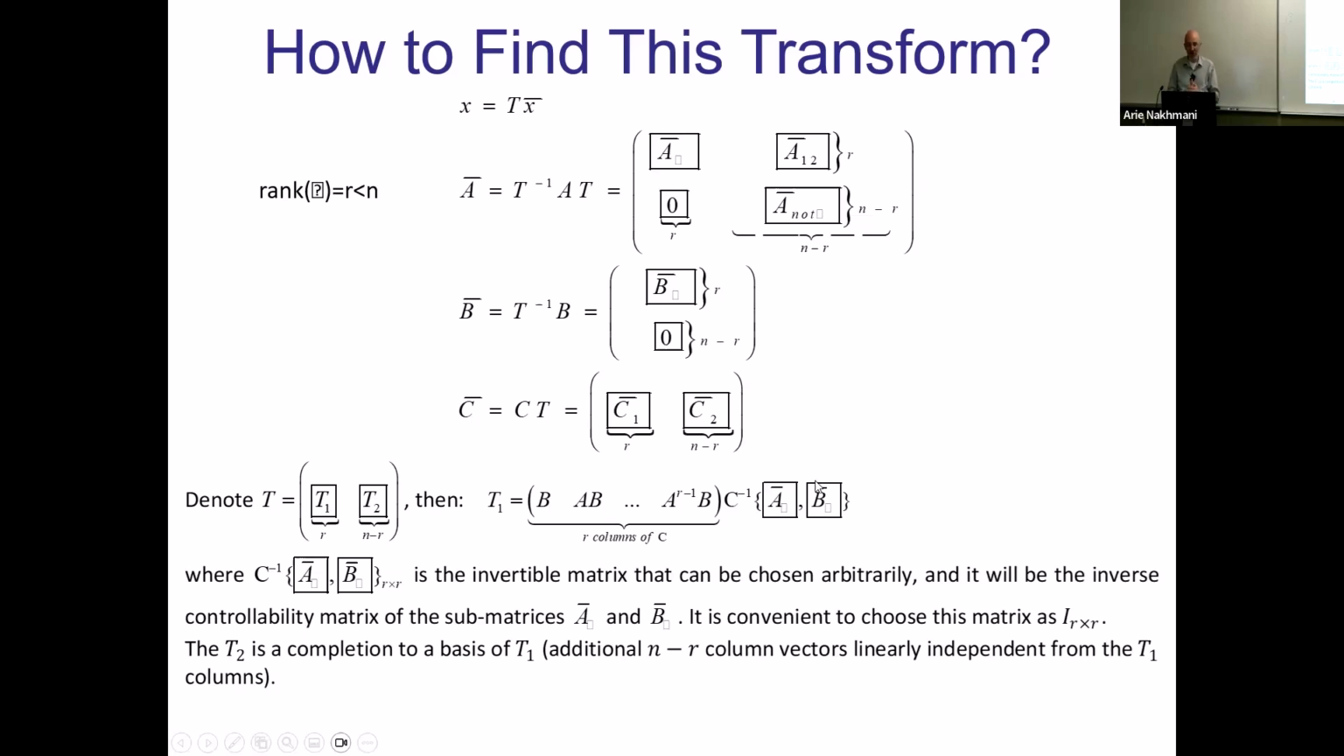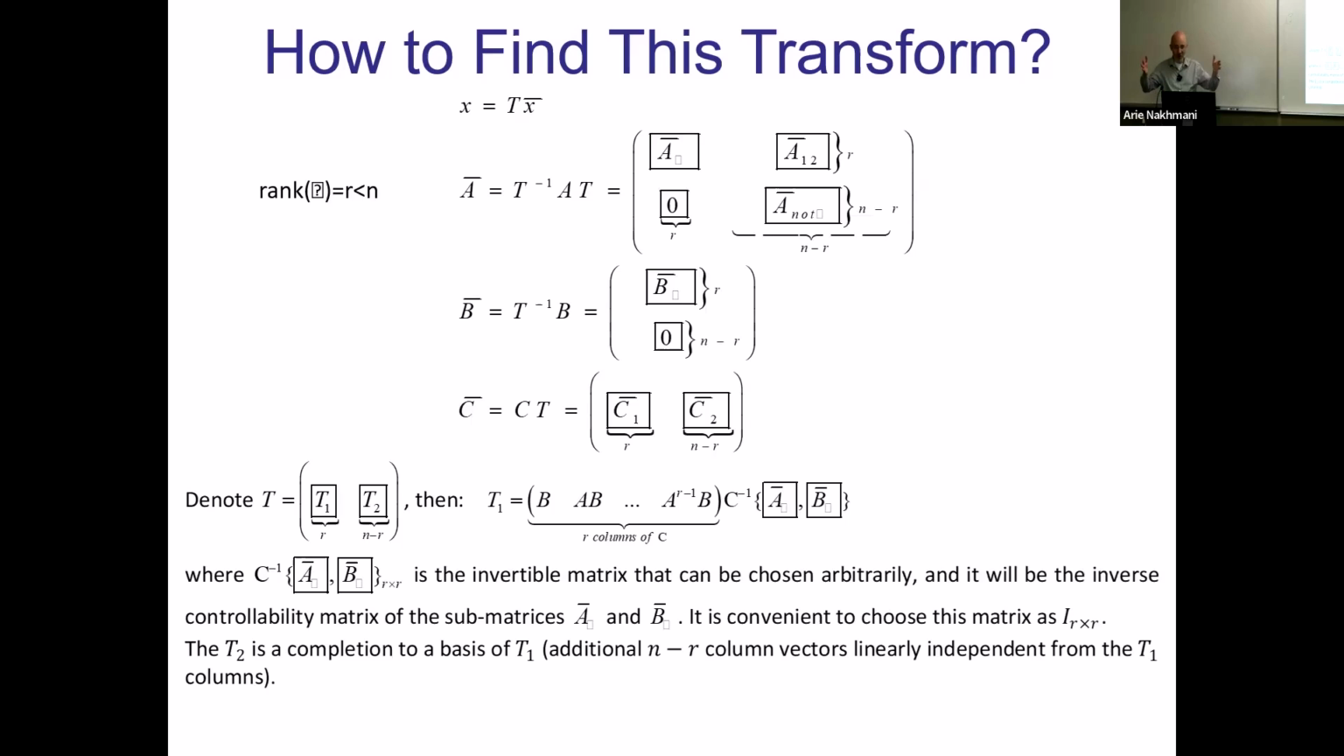And this is a very interesting thing. It's kind of unusual notation here, okay? So again, all of these kind of rectangles, they are C, okay? Controllability matrix. You choose the first R columns of the controllability matrix of your original system, okay?